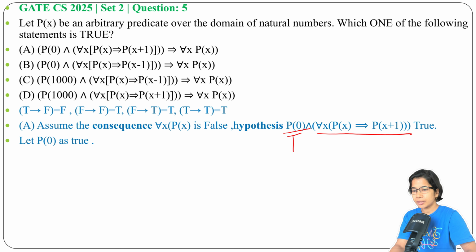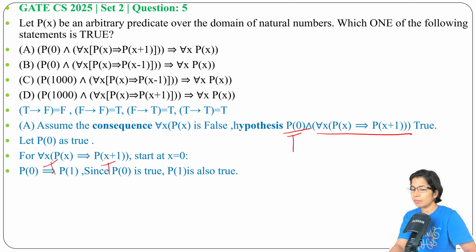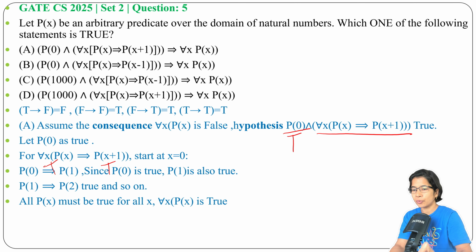Start with P(0). P(0) is true. So P(1) will be true. Left side is true. To make the whole implication true, this P(x+1) should be true. For P(0) is true, P(1) is true. For P(1) is true, P(2) will be true. For P(2) is true, P(3) will be true. Like this it will continue. Hence we prove that for all x, P(x) true, P(x+1) is also true.